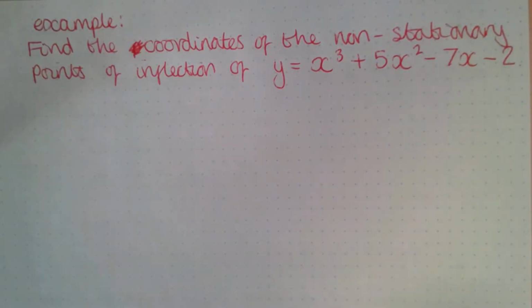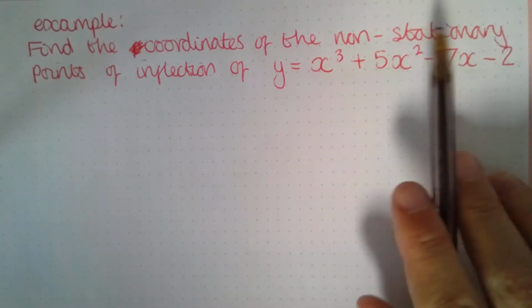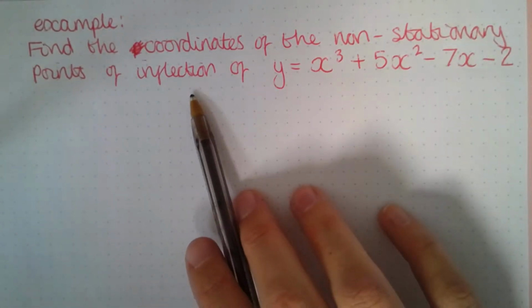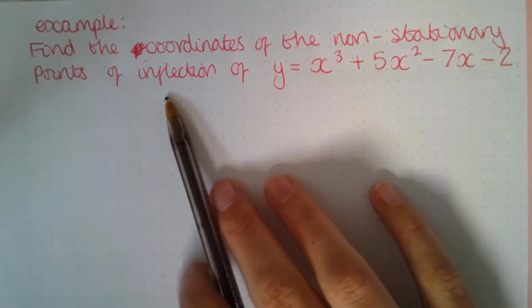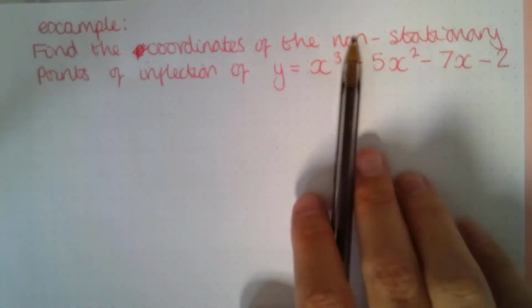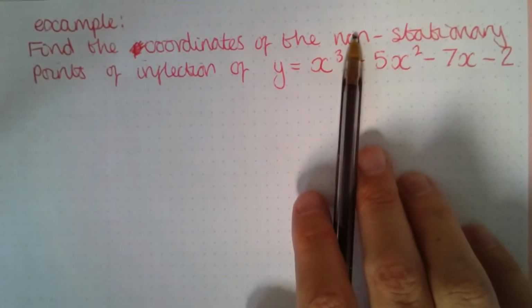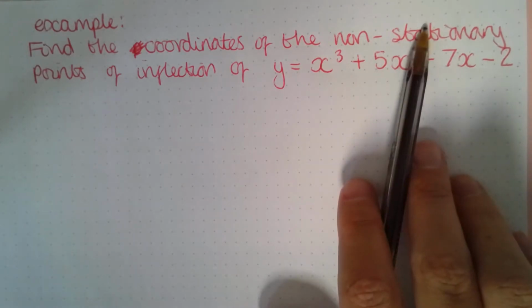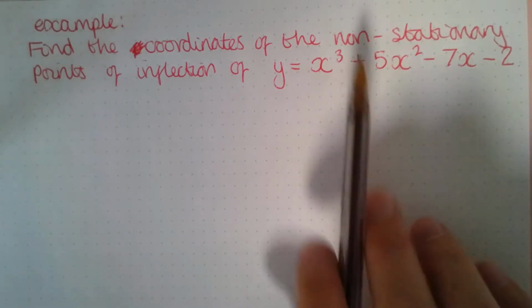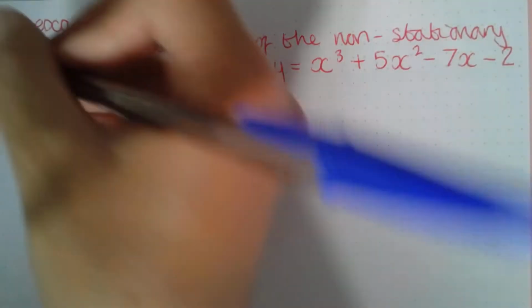So this is one of the examples that we're going to go through. Find the coordinates of the non-stationary points of inflection. So this time, slightly different. We want them to not be stationary points. So to find the points that are not stationary, we need to know which points are stationary. So that's our first task.